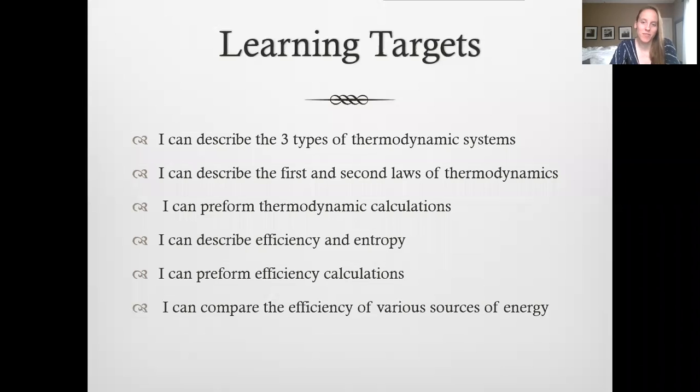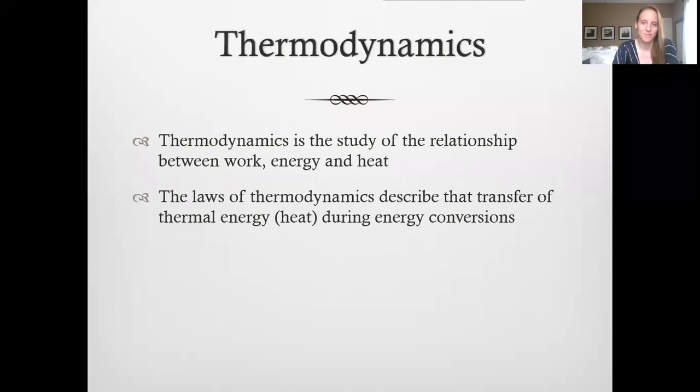We're going to be going over the different types of thermodynamic systems. We're going to be looking at the first and second laws of thermodynamics. We're going to be looking at what efficiency and entropy mean, and then doing some calculations for both thermodynamics and efficiency. And then we're going to briefly be looking at the efficiency of different energy sources.